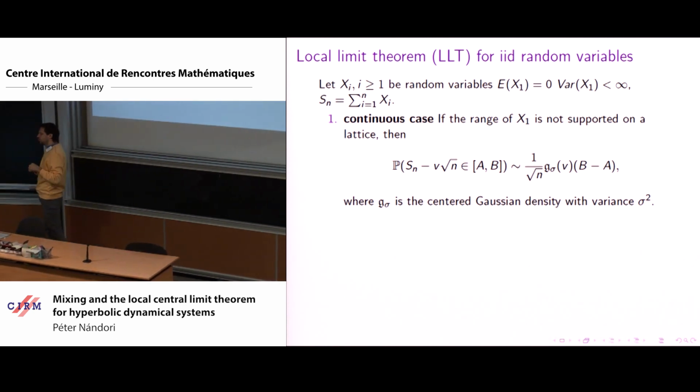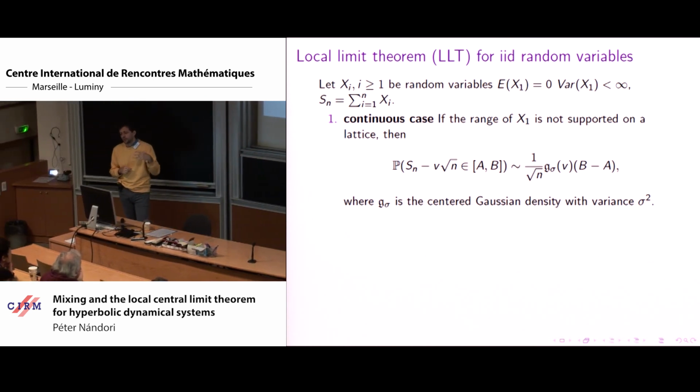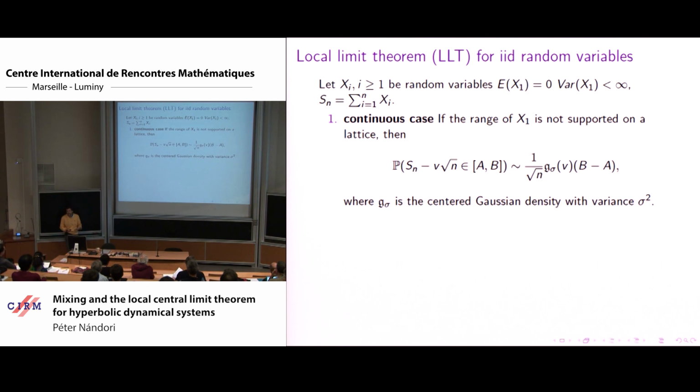It turns out you need to distinguish two cases. One is the continuous case, which means that the range of the random variable is not supported on a lattice. If that's the case, then this probability goes to 0 at the speed of 1 over root n. You can easily guess this 1 over root n because in a range of size root n you are in with probability bigger than 1, so in a range of size 1 you should get probability 1 over root n. The constant is given by the Gaussian density, multiplied by the length of the interval AB.